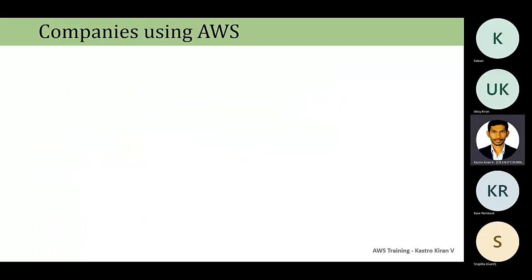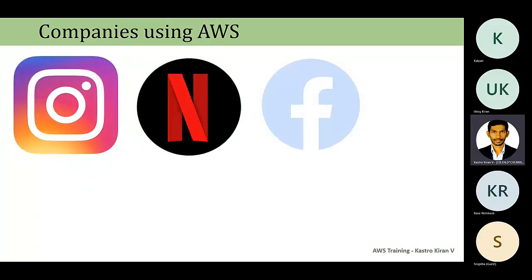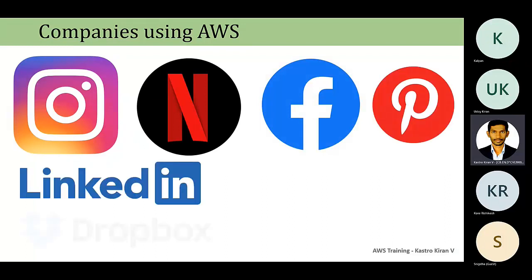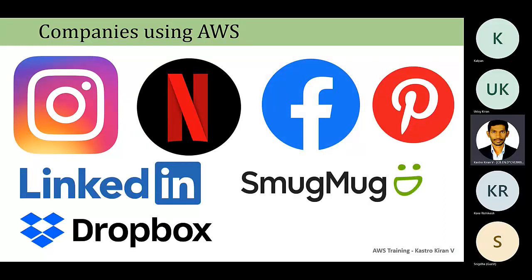Now let us understand the companies that are using AWS. There are companies like Netflix, Instagram, Facebook, Pinterest, LinkedIn, Dropbox, and SmugMug. All these companies are working with AWS. For example, in Netflix you will see a huge number of movies. They have to store them somewhere, so they are using AWS for that. Likewise, these are the different companies using AWS services.